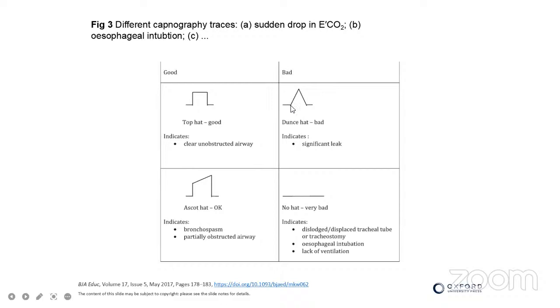When it is a dunce's hat or a bad hat, or a triangular shape, it indicates a significant problem which needs intervention. No hat, very bad, indicates the dislodgement or displacement of the endotracheal tube or the tracheostomy tube, and may also suggest esophageal intubation or lack of ventilation. This is how the ICU staff needs to be trained.